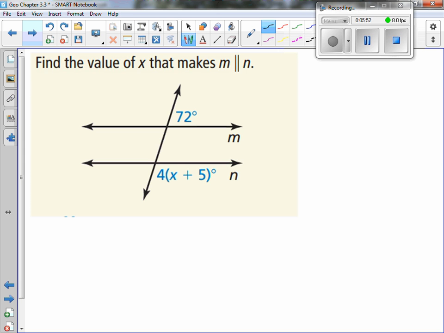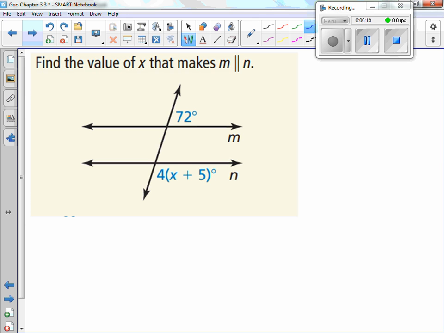Now, 72 degrees and 4 times x plus 5, are those corresponding angles? Well, one of them's above the line, the other is below it. This would be more of a consecutive exterior angles. So since they're not congruent, it means what? They add together to be 180.